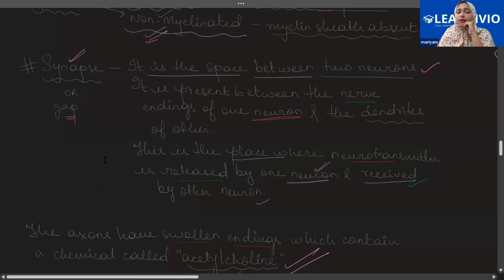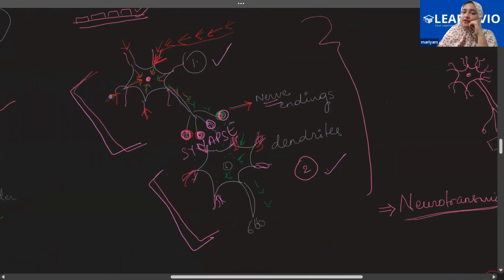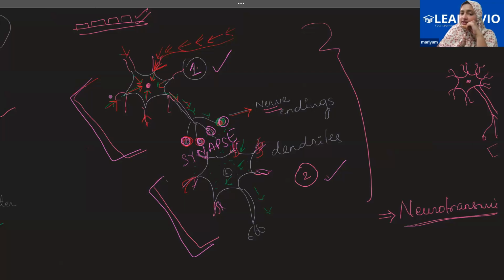Now see, there is a word known as synapse, or we can commonly call it a gap also. See, here I've drawn two neurons. This is neuron number 1 and this is neuron number 2. These two neurons are not stuck together. If this is one neuron, then after a gap there is the other neuron. And that gap is what is called a synapse.